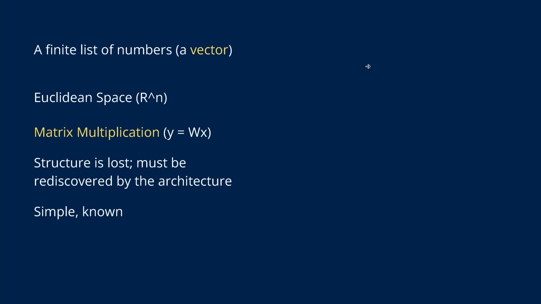So this is what we had up until now. We had vector algebra, we had Euclidean spaces, AI was based on matrix multiplication. The structure was lost, and we had to discover the structure of our particular data by building really complex neural network architectures with layers of transformer blocks and encoders and decoders. But today, after several years of AI, this is simple for us because it is known.